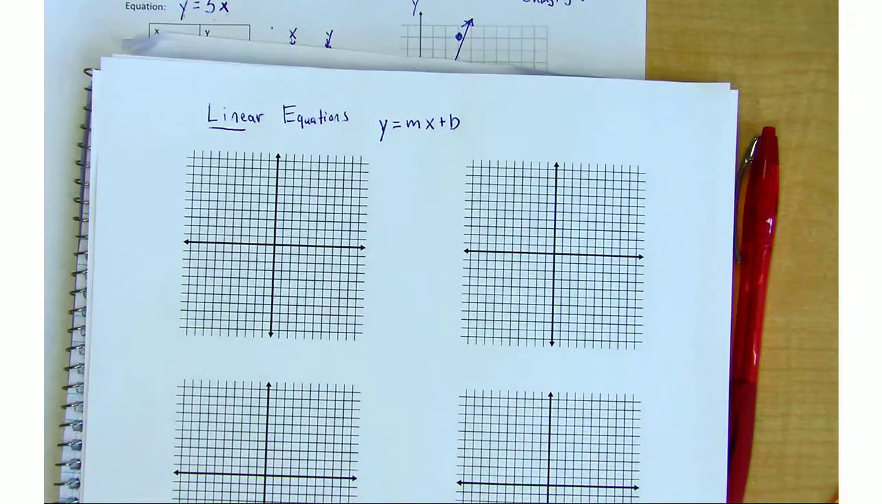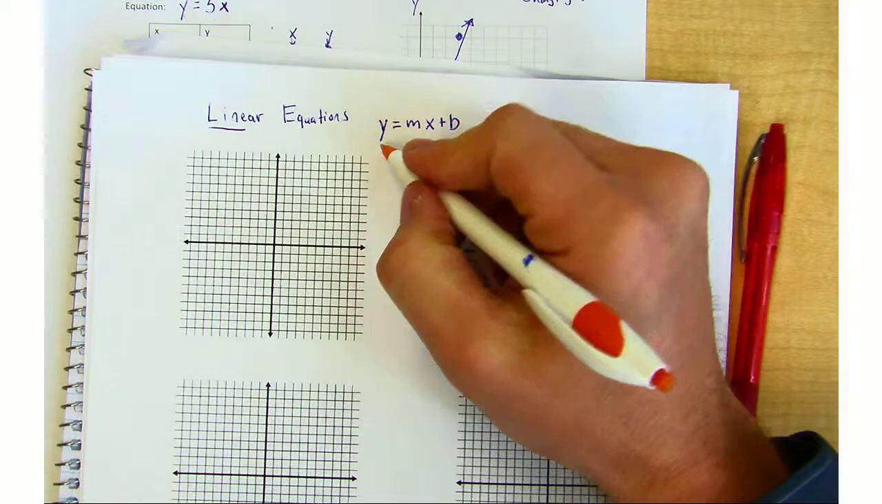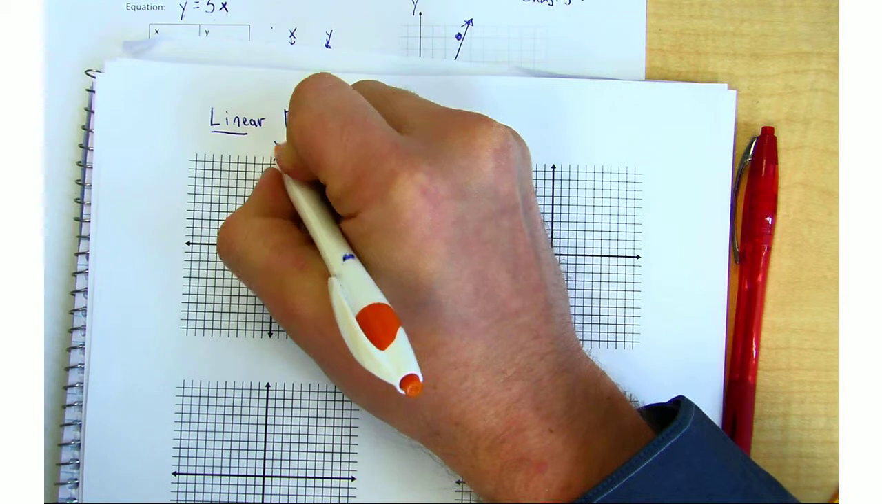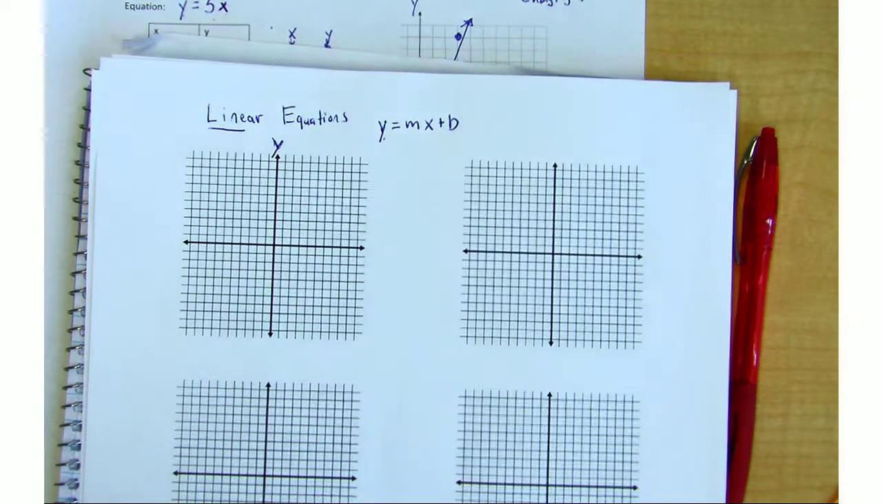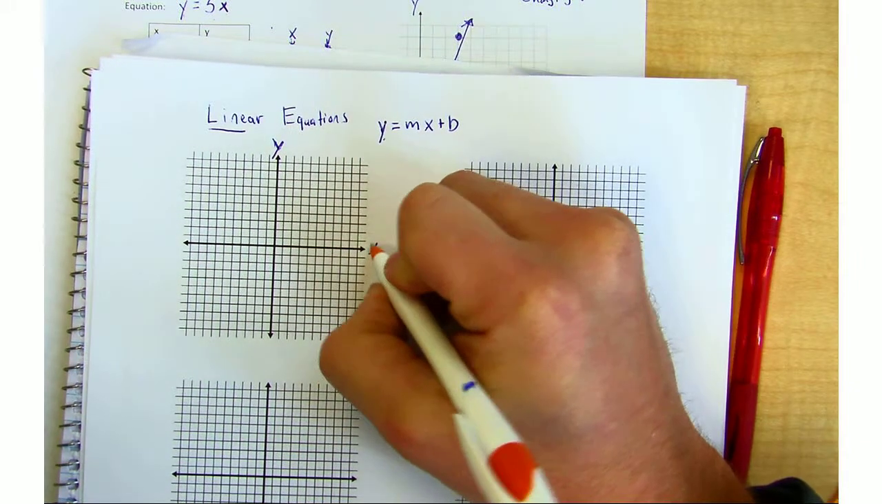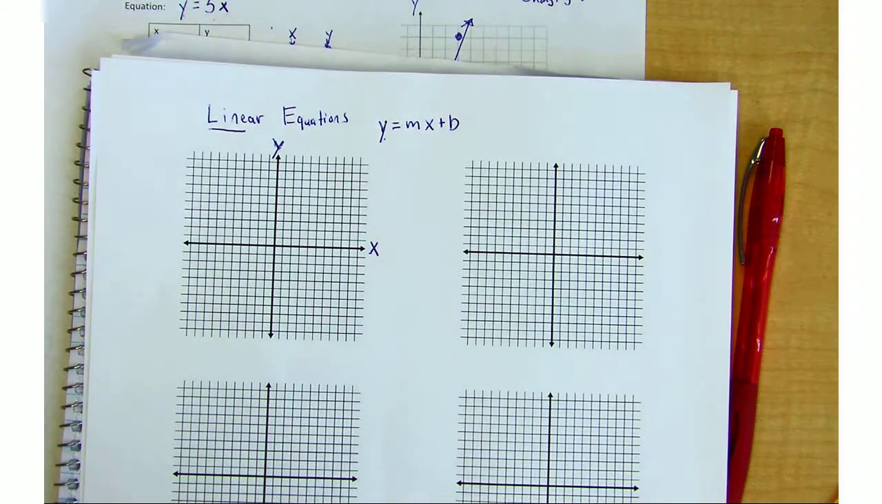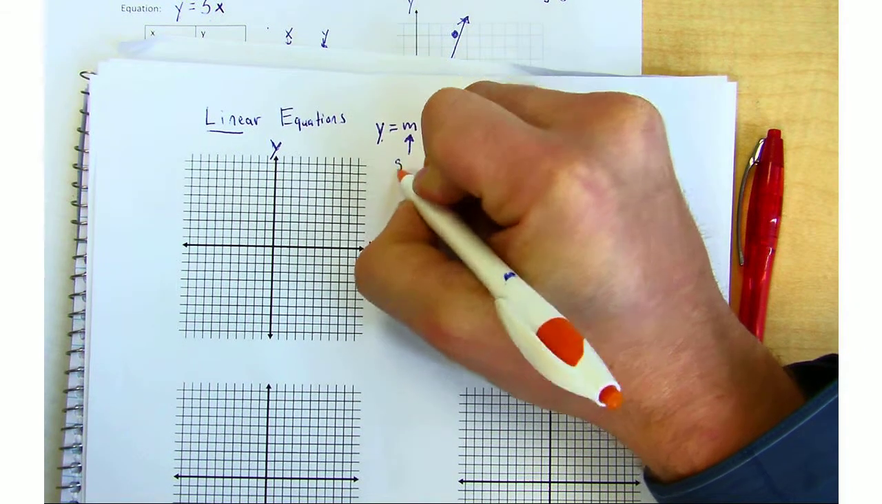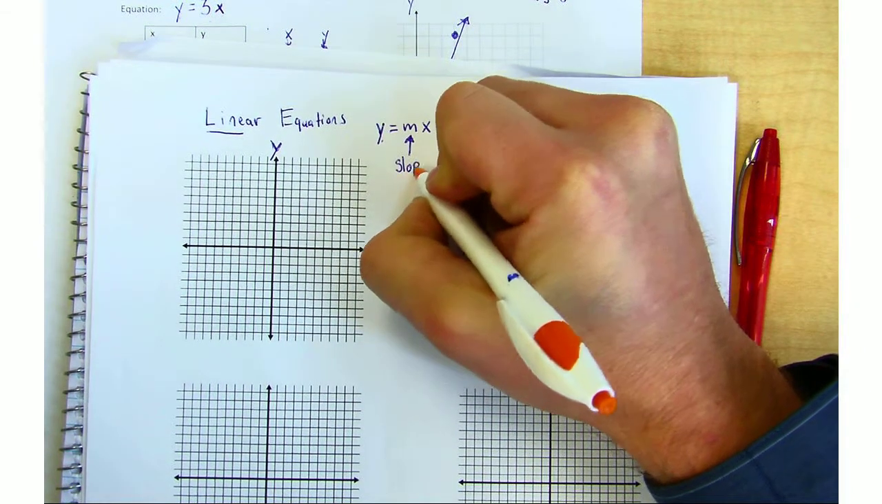I know that kind of looks funny. It's a bunch of variables. But we think of y, that is your y-axis. That's what it's talking about. X is talking about your x-axis. M is what we call the slope.